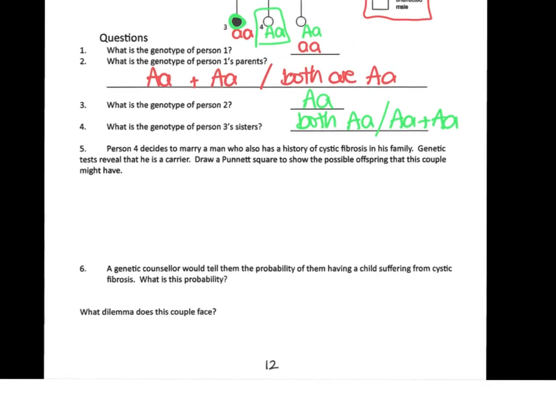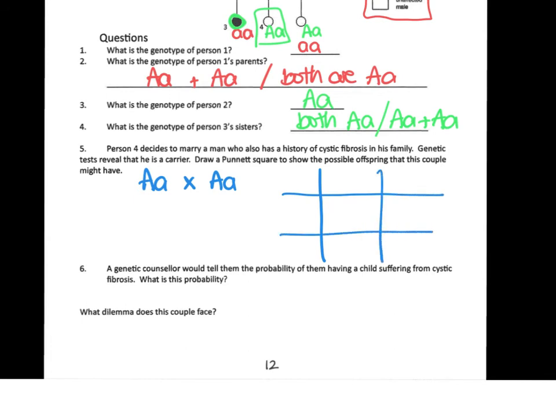Person 4. So we've just worked out that person 4 must be big A, little a. So person 4 decides to marry a man who also has this history of cystic fibrosis in his family. Genetic tests reveal that he is a carrier, so this is the cross that we're talking about here, 2 carriers. So we need to do a Punnett square to show what the possible offspring might be. So there's one carrier and there's the other carrier. And you should have got big A, big A, big A, small a, big A, small a, or small a, big A, and 2 small a's.